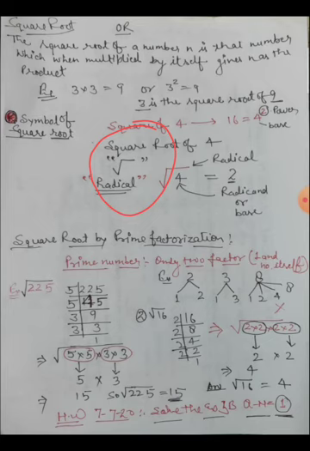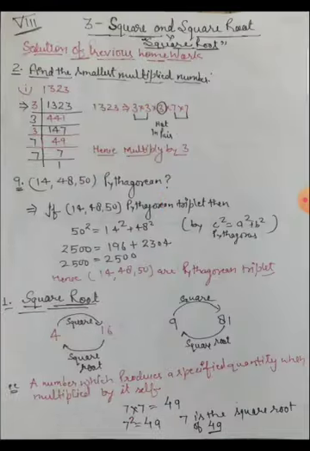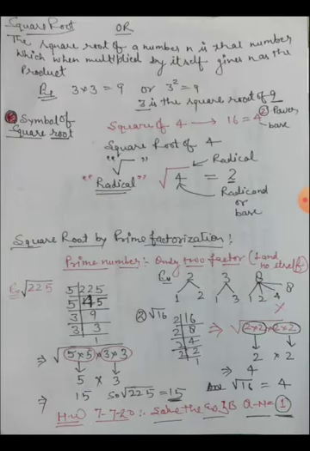The number under the radical is called the radicand. Like what is given here? Here 4 is given, and this is the square root. So what is the square root of 4? 2. The square root of 4 is 2. So we have to find how we can find the square root. We have some methods.